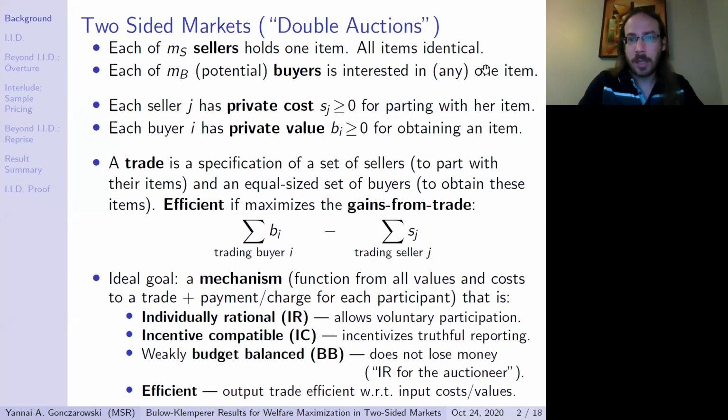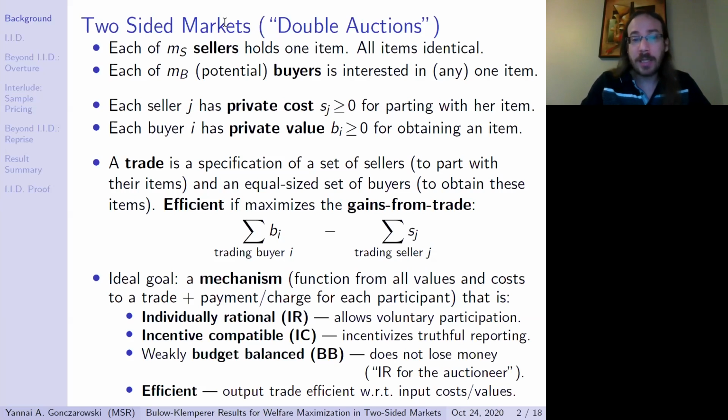So here's the model. It's quite a standard model, many times referred to as a double auction setting. We have MS sellers, so a finite arbitrary number of sellers. Each of them holds one item. All the items are identical. We have an arbitrary finite number of buyers, MB, potential buyers, I should say. Each of them is interested in any one item. Each seller j has a private cost Sj, non-negative, for parting with her item. Each buyer i has a private value Bi for obtaining an item.